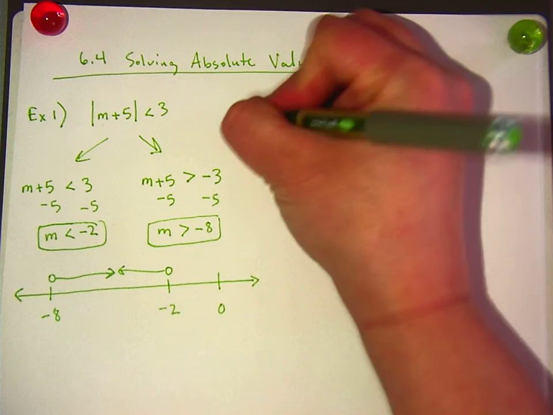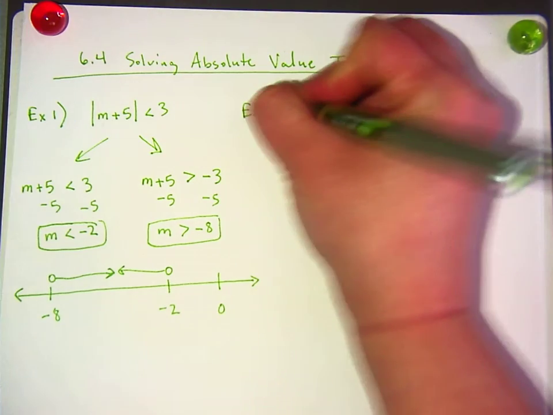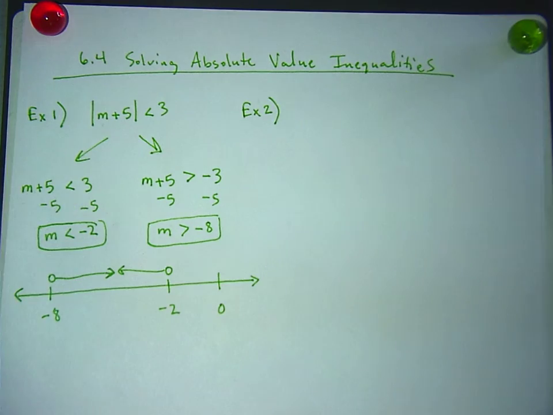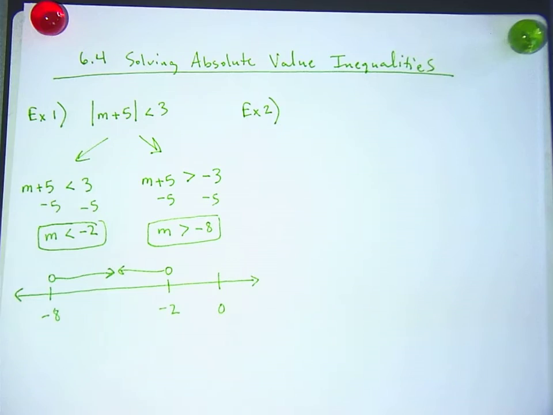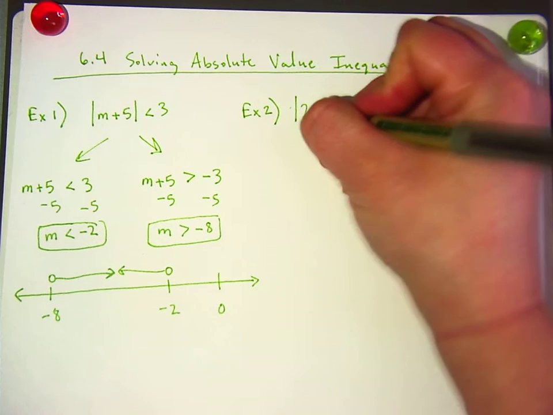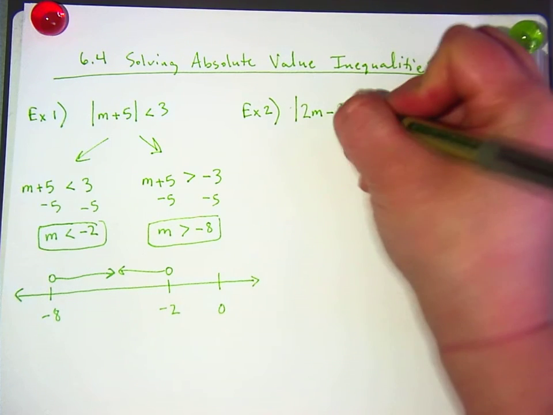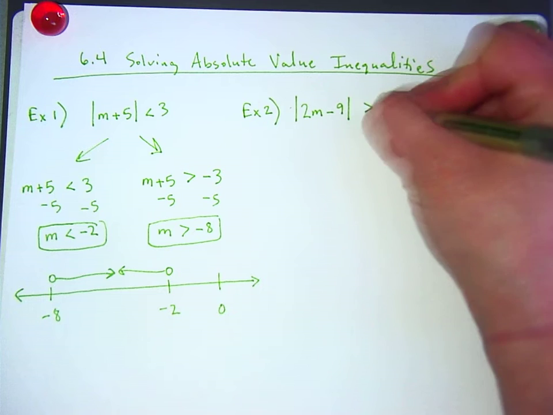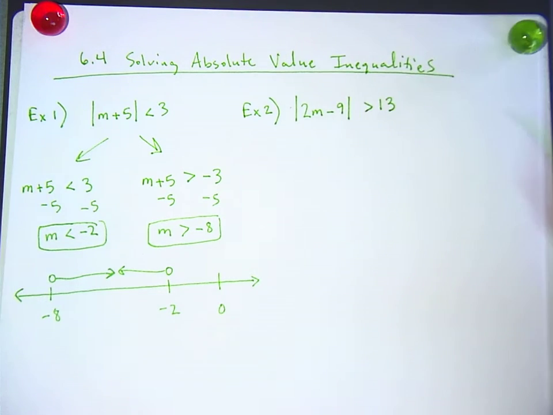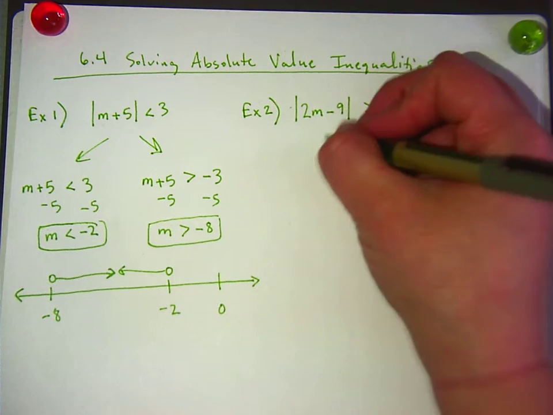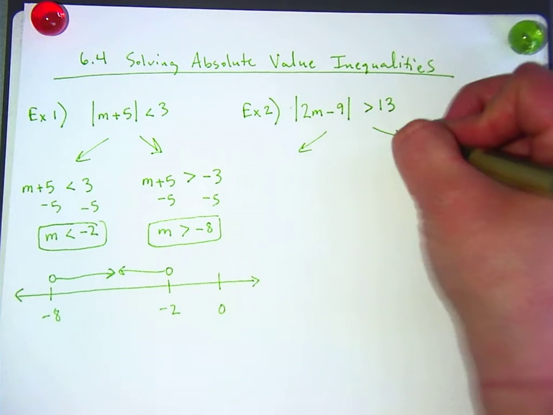All right, your turn. You're going to try one with your partner. Let's do the absolute value of 2m minus 9 is greater than 13. All right, now talk to your partner. The first thing you're going to do is split it up into two problems. Talk to each other.